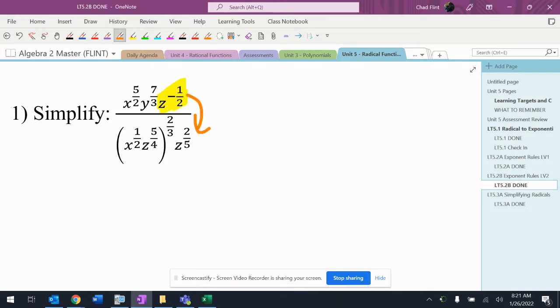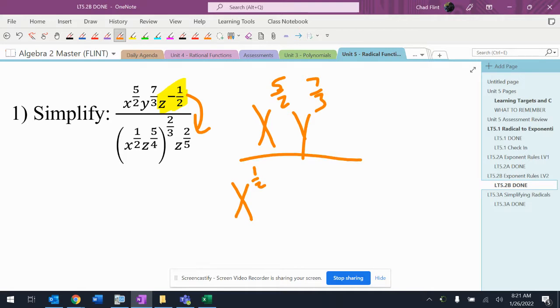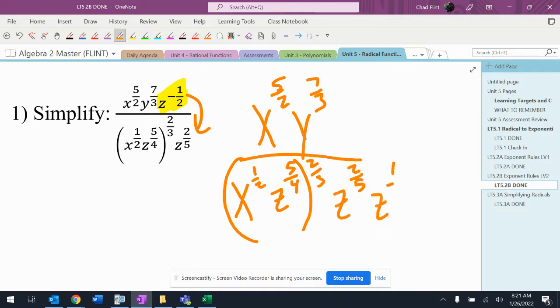All right, so I'm going to rewrite this as x to the 5 halves, y to the 7 thirds, and then x to the 1 half, z to the 5 fourths. That whole thing is to the 2 thirds. Then I got a z to the 2 fifths, and then I've got a z to the 1 half. Now that z to the 1 half can really go any place.